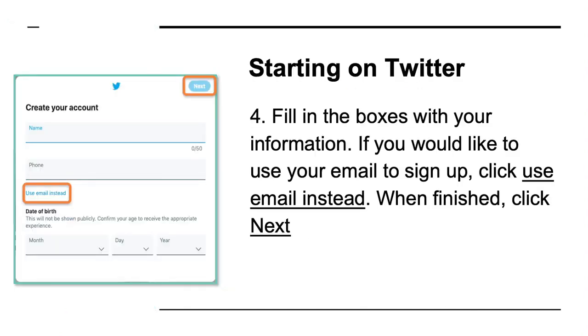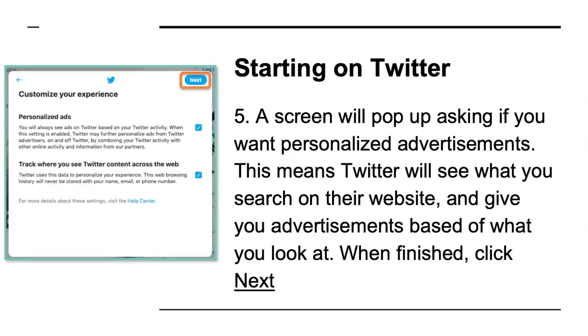So once you've clicked the sign up button, this screen should come and it should prompt you to enter your name, phone number, or email, and date of birth. So you should just fill in the boxes with your information. If you would like to use your email to sign up, just click use email instead. When finished, just click next. Next up, it will ask you if you would like personalized advertisements. This means Twitter will see what you search on their website and give you advertisements based off of what you look at. When finished, click next.